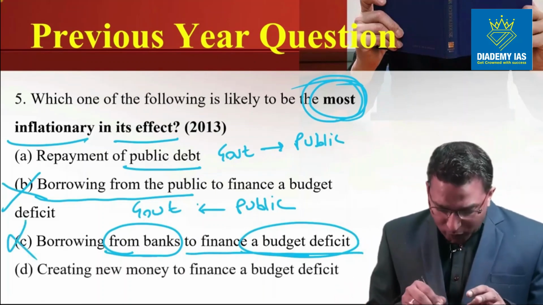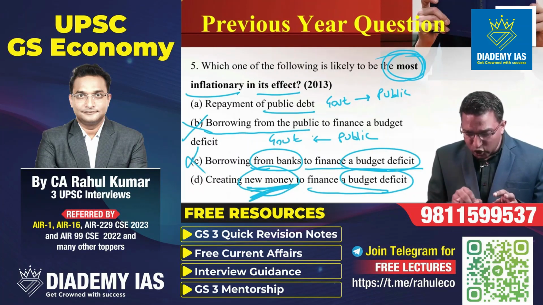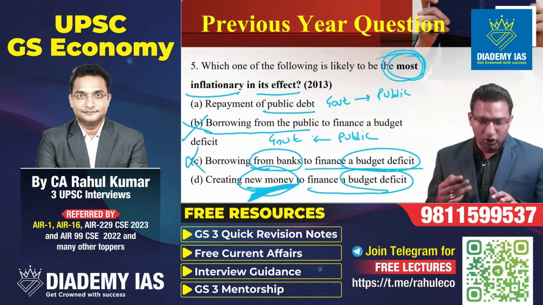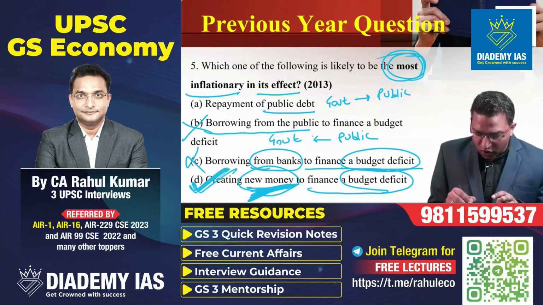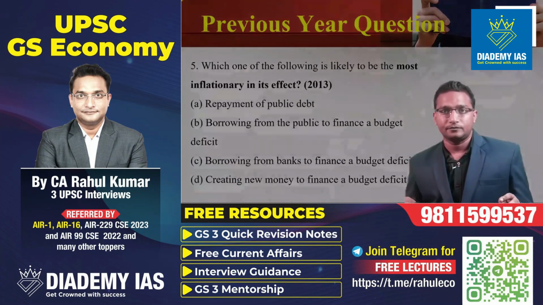Option D, creating new money to finance a budget deficit. New money means altogether new money. More money is coming into the market. So this is more inflationary as compared to option A. So in this case the answer will be option D.